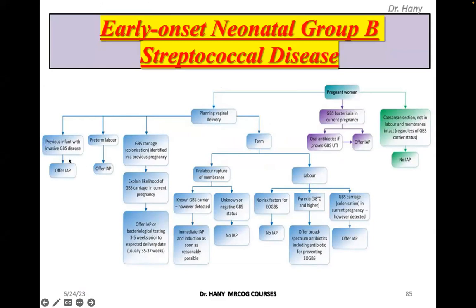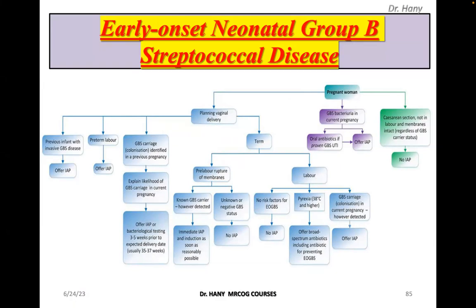Any previous infant, offer intrapartum. But any previous carrier, we discussed this, it will be 50% as a carrier this time. What will you do? Offer her a test? No. I will offer her intrapartum antibiotic prophylaxis first. If she refuses, I will give her a test.